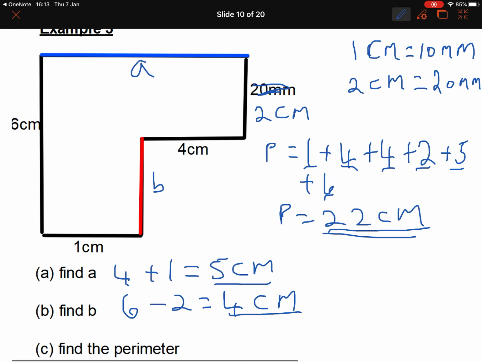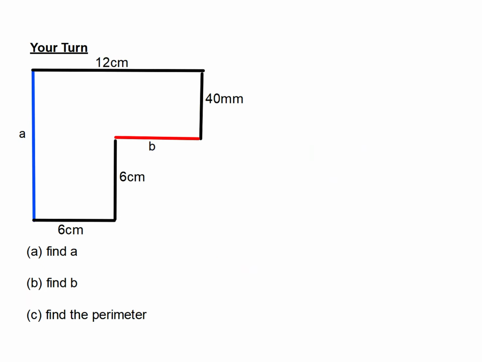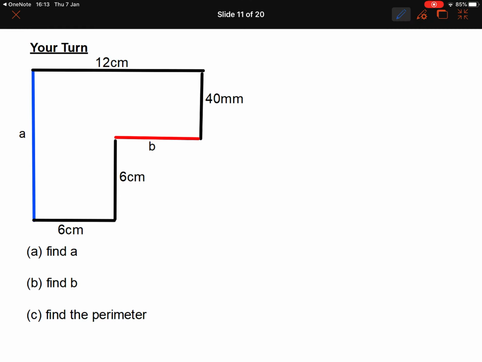Okay? Right. I would like you to have a go, please, at this question. Now, I will give you a clue. Think about what you need to do here, and use the scale that I've given you on your previous page. Pause the video. Have a go.